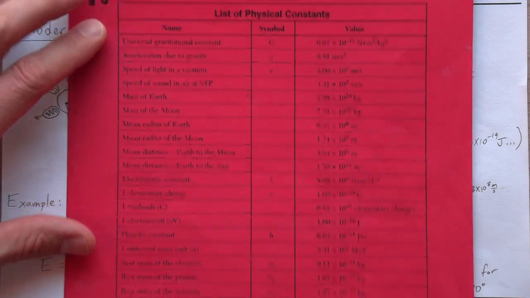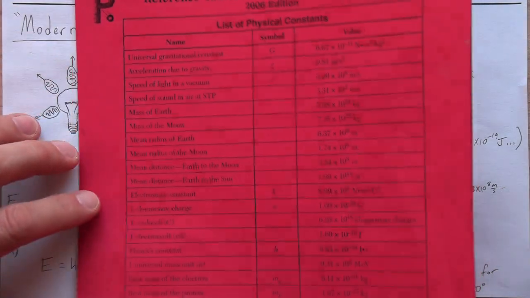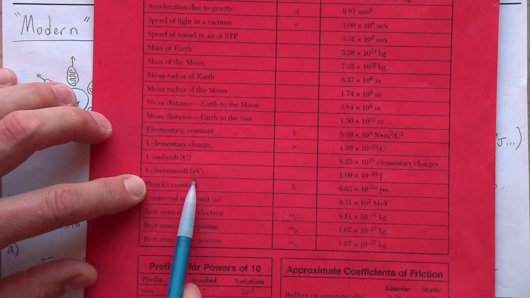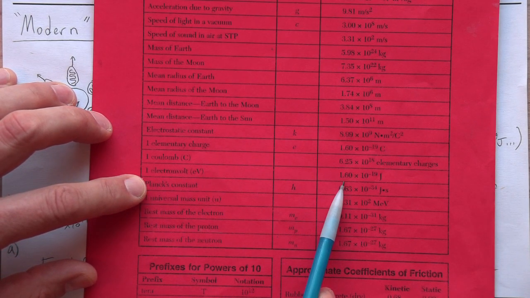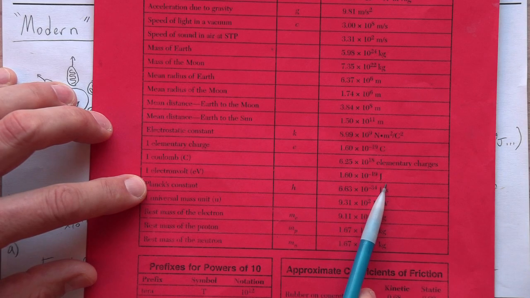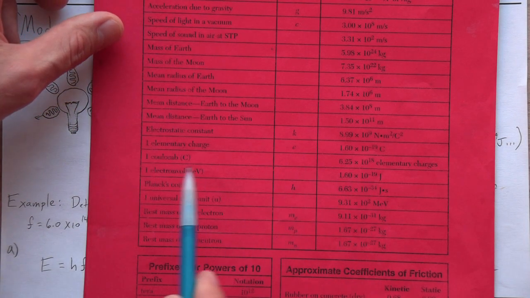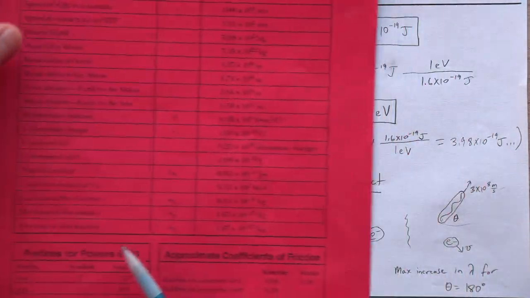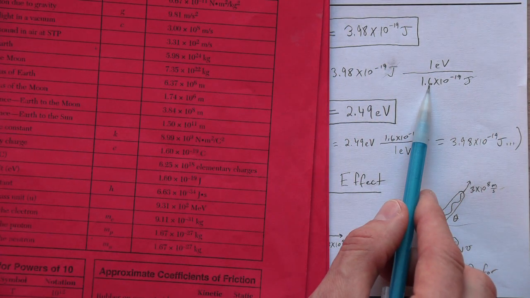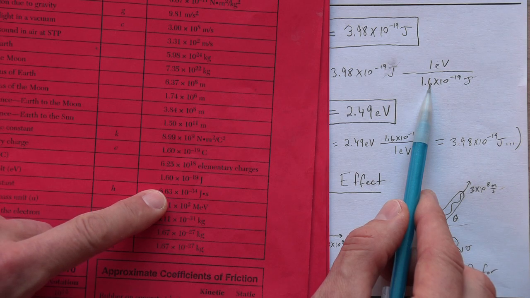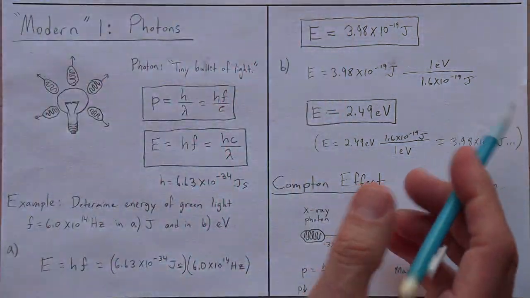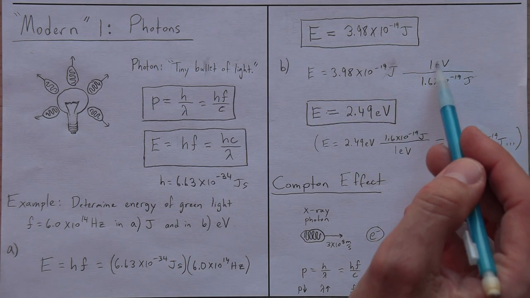So here is that table that we just used for Planck's constant. Right here I have 1 electron volt is equivalent to 1.6 times 10 to the minus 19th joules. So there's the ratio, 1 to 1.6 times 10 to the minus 19th. With the joules, I put the 1.6 times 10 to the minus 19th, and then the 1 with the electron volt. And then, as I said, the joules cancel, leaving me with electron volts.